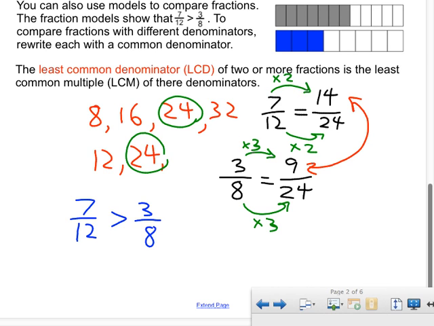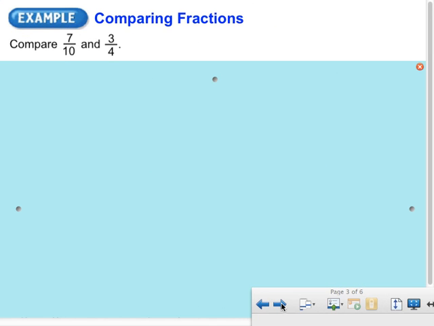Okay. This will be in the notes. Any questions? All right. Compare these two. Compare them using less than, greater than, equal to.